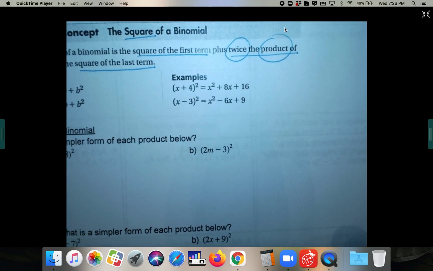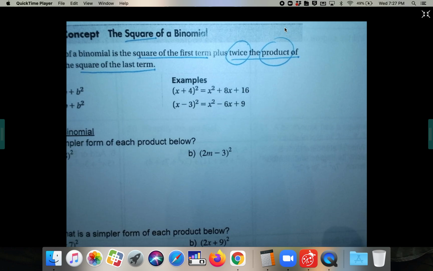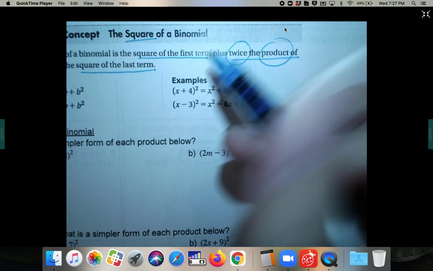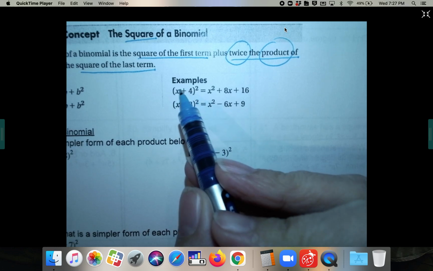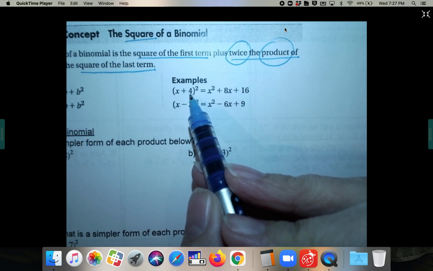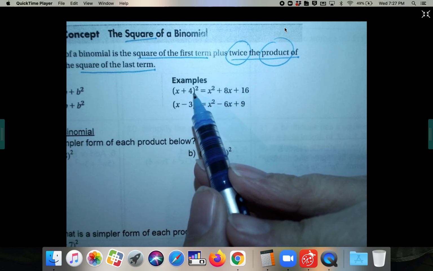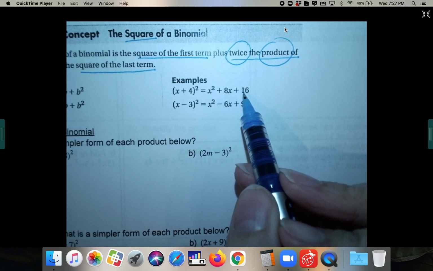Here are some examples with it actually being numbers instead of all variables. So x squared, and then if you squish these together and multiply, 4 times x is 4x, and you double 4x, you would get 8x. And then you square the last term, 4 squared is 16.